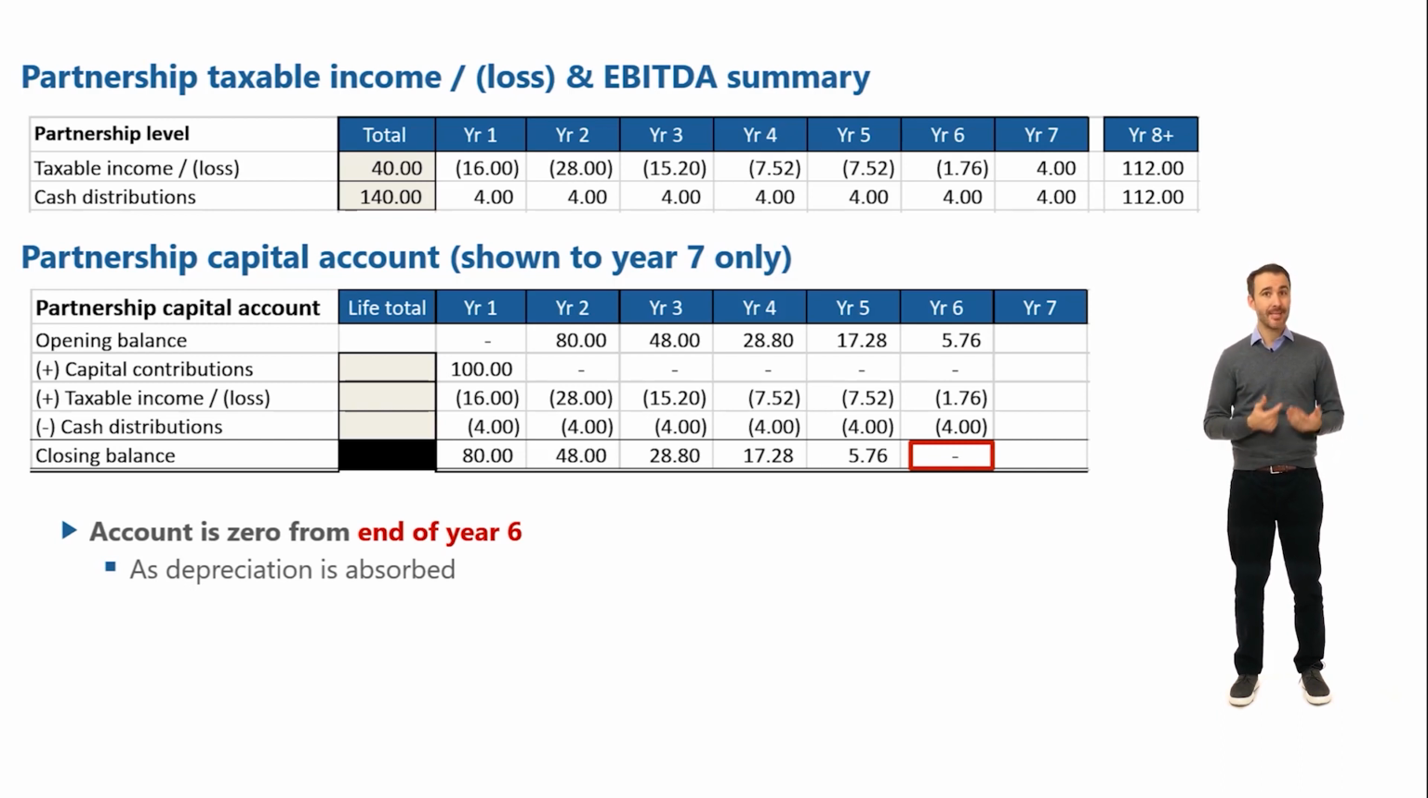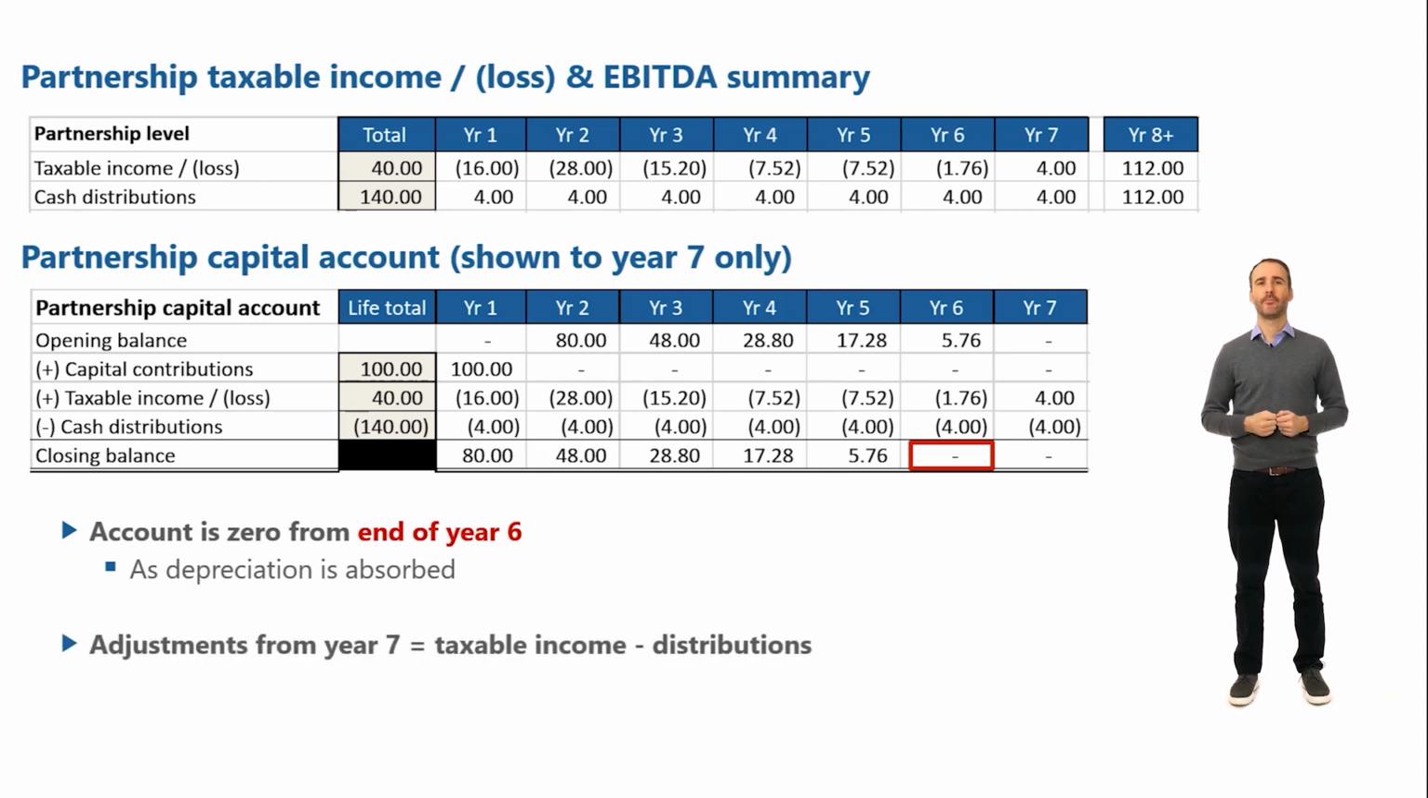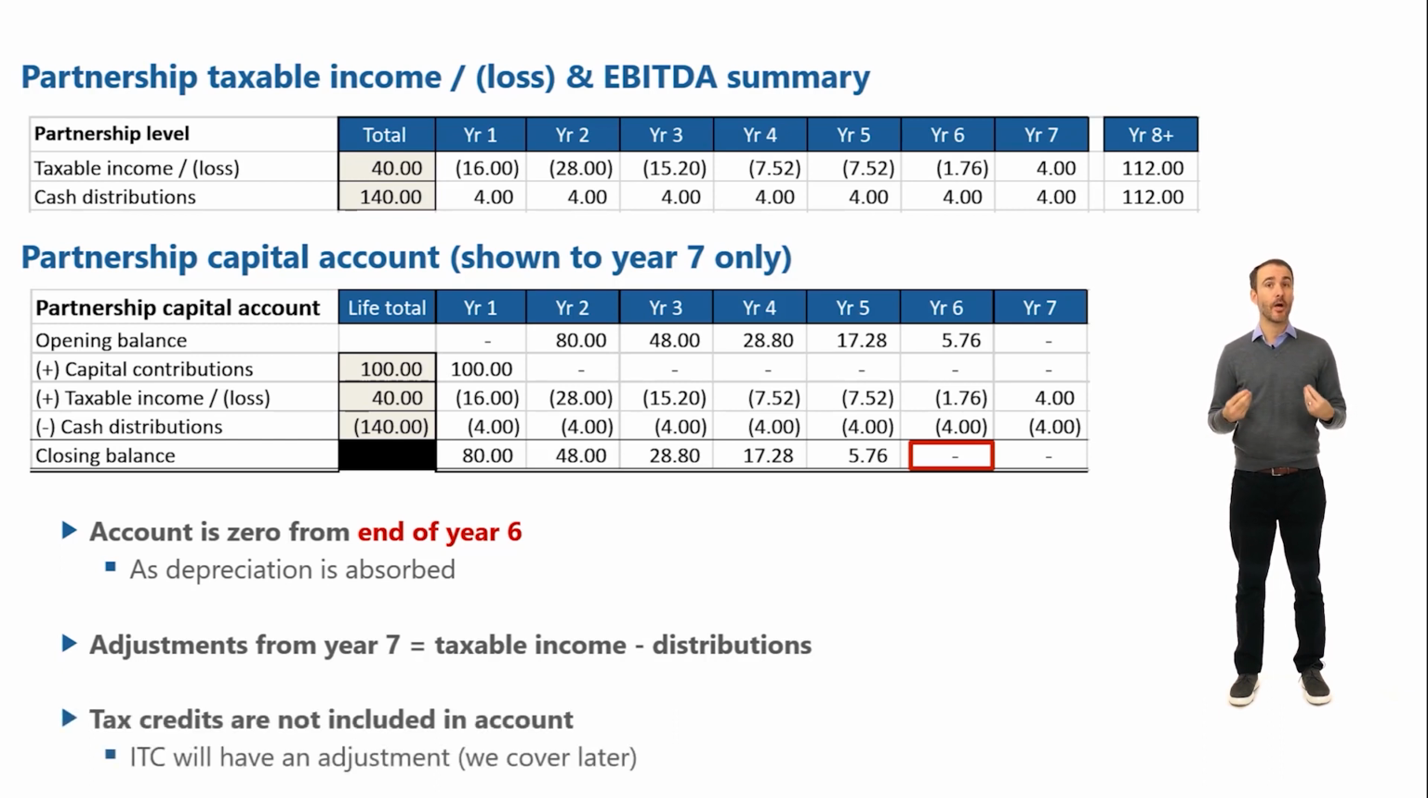And so we come across to year 7 and we start with a 0 balance. We add a $4 million taxable income and we deduct from that a $4 million distribution, again ending with a 0 balance. This continues until the end of the project, with the distributions equaling the negative of the taxable earnings. Stepping back for a second, what this really means is that our asset has been fully depreciated, and the adjustment to the capital account in any year going forward will be equal to the taxable income less the distribution. Note that we did not include tax credits in the capital account, and we will explain why shortly.